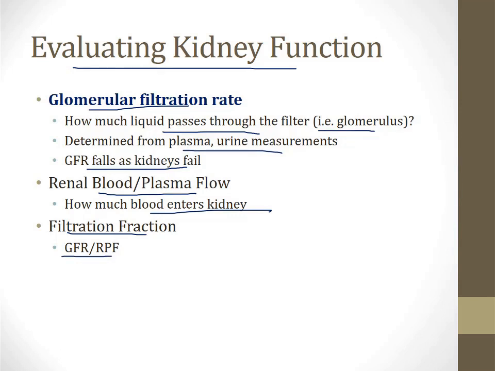So for example, if the renal plasma flow is 10 liters per minute, but only 5 liters per minute are being filtered across the glomerulus, that would give us a filtration fraction of 50%. And this is another measurement we sometimes use to talk about how healthy the kidneys are and how well they're functioning in health and in disease states.